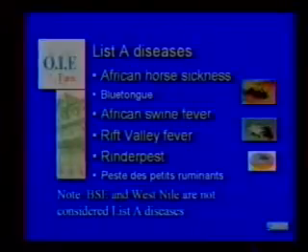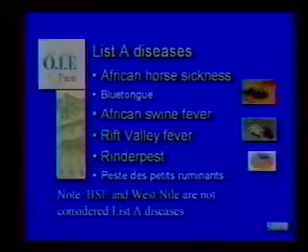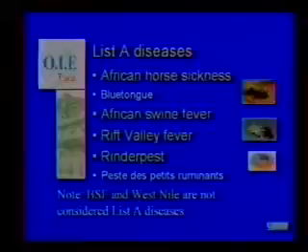There are also on list A diseases, those of African horse sickness, which is an insect-transmitted disease, transmitted in fact by culicoides, and that's very similar in terms of its epidemiology to a disease that we see here in the United States, and that's the disease of blue tongue. And we see blue tongue here in Florida on a fairly regular basis if we have imported sheep. African swine fever is also transmitted by an arthropod, in this case the soft tick, and Rift Valley fever, a disease that is transmitted by the mosquito.